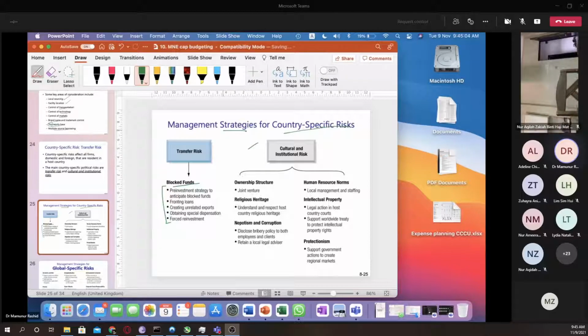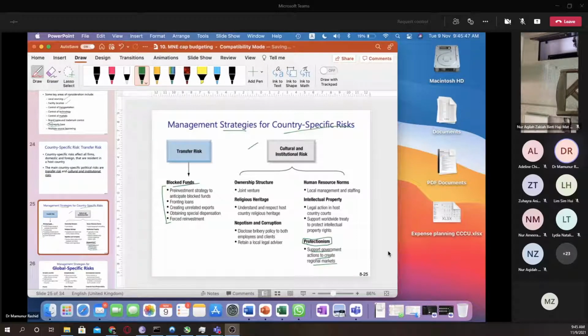For example, let's take one. What you can do if a country you're operating in is supporting protectionism. For example, in India, the Indian government is protecting its local farms. So how can you do business in India? You will support government action to create regional markets. So you'll try to support the government initiative. Possibly you do a joint venture with a local farm, and support the government's initiative to save the local company that you are working with. That's how you work in a protectionist country.